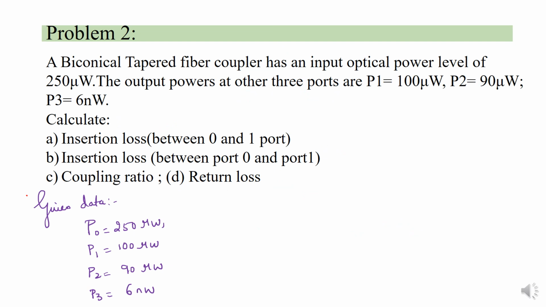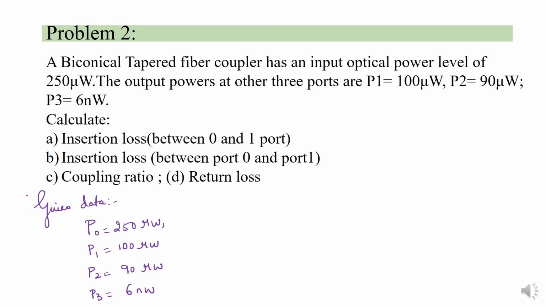We consider one more problem on 2x2 tapers, where the problem is given as follows: a 2x2 biconical tapered fiber coupler has an input optical power level of 250 microwatt. The output powers at the other three ports are P1 equal to 100 microwatt, P2 90 microwatt and P3 6 nanowatt. Calculate the insertion loss between port 0 and port 1, the insertion loss between port 0 and port 2, the coupling ratio and the return loss.